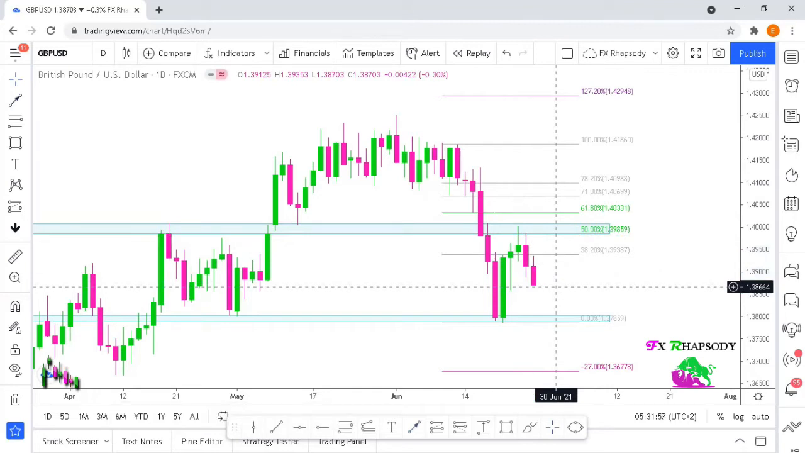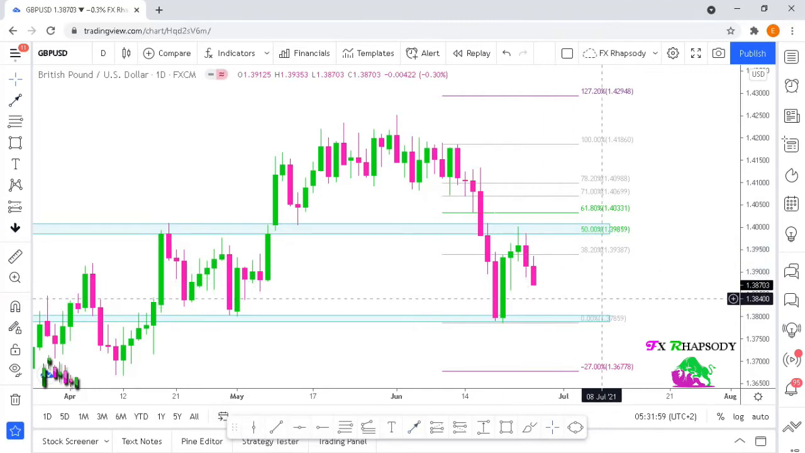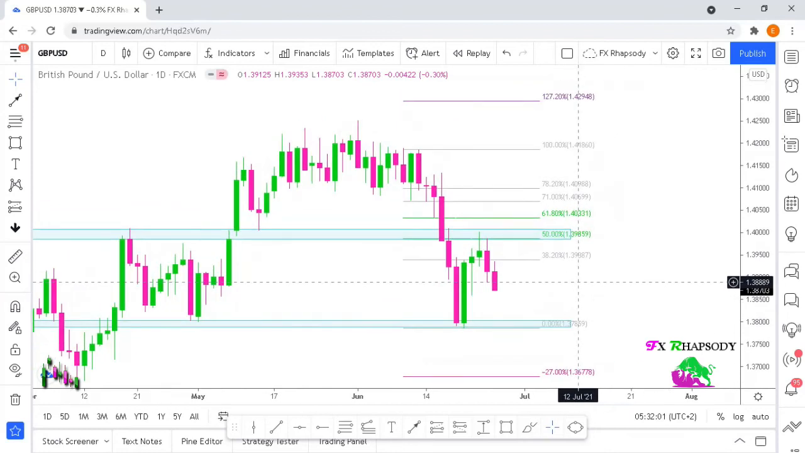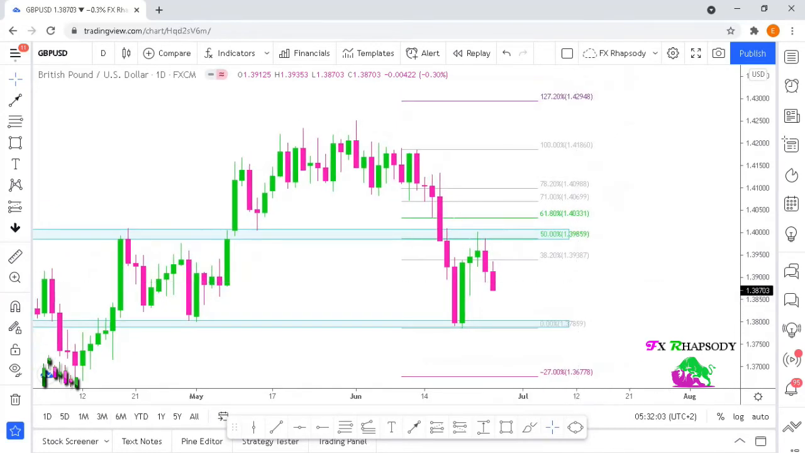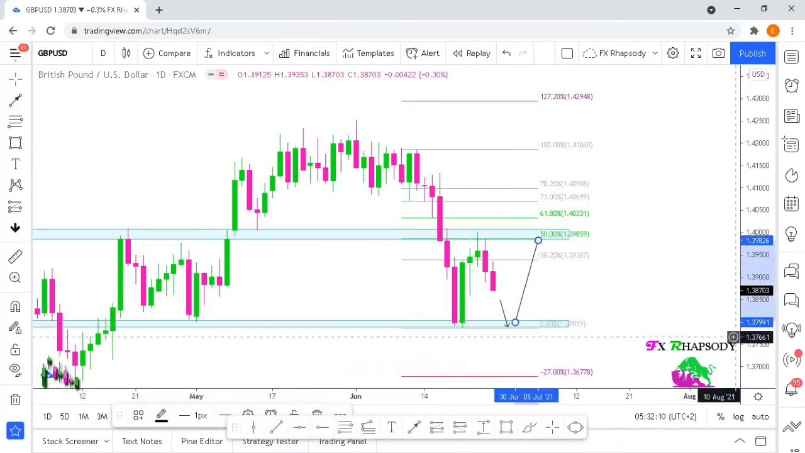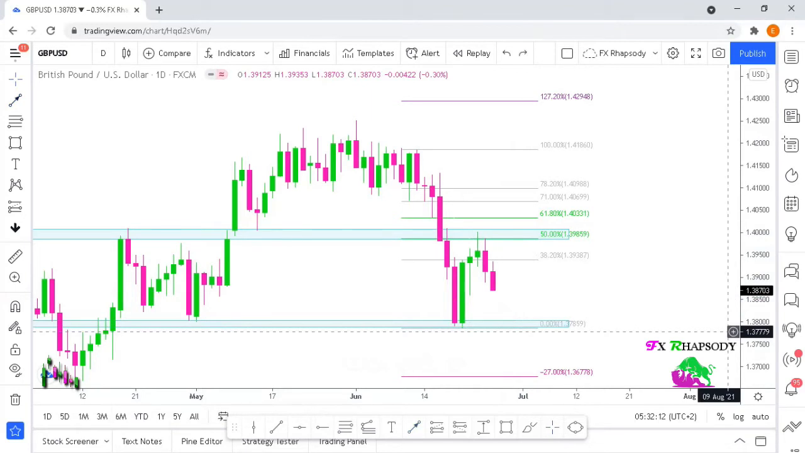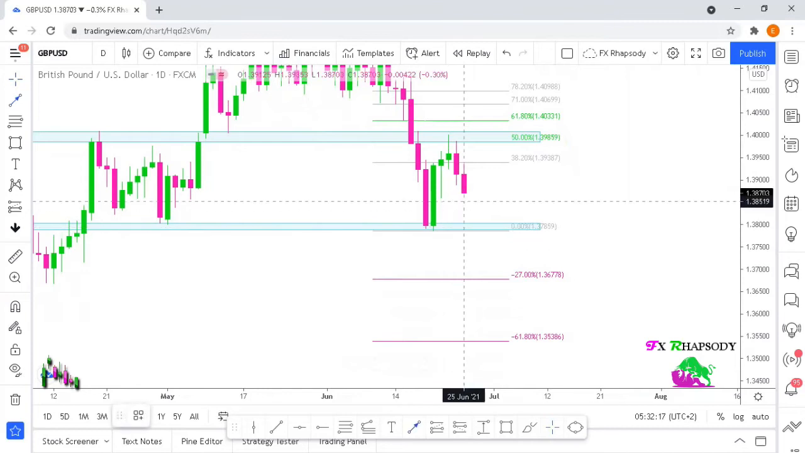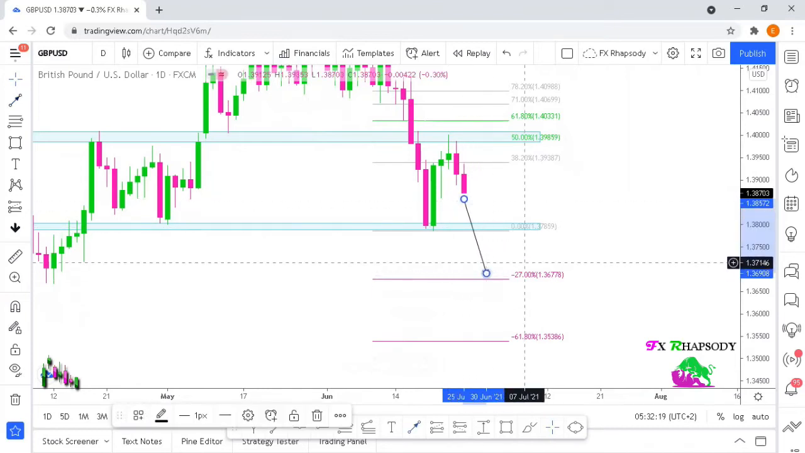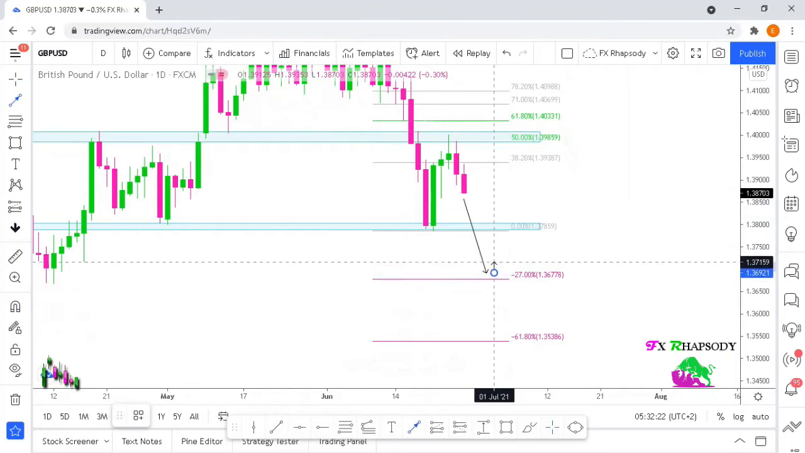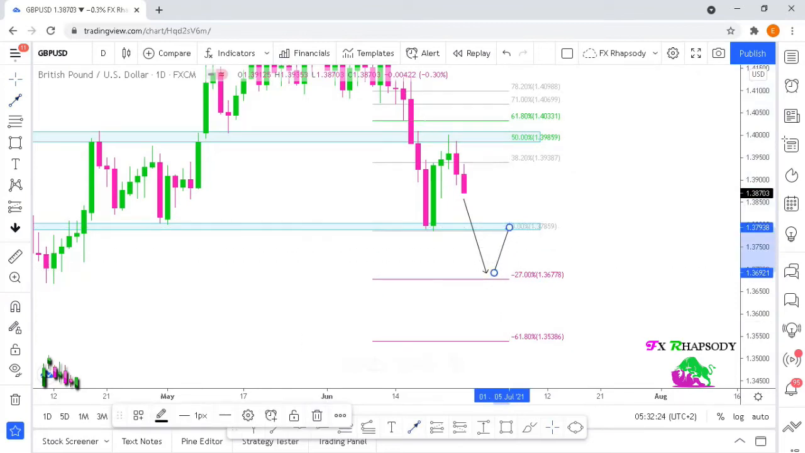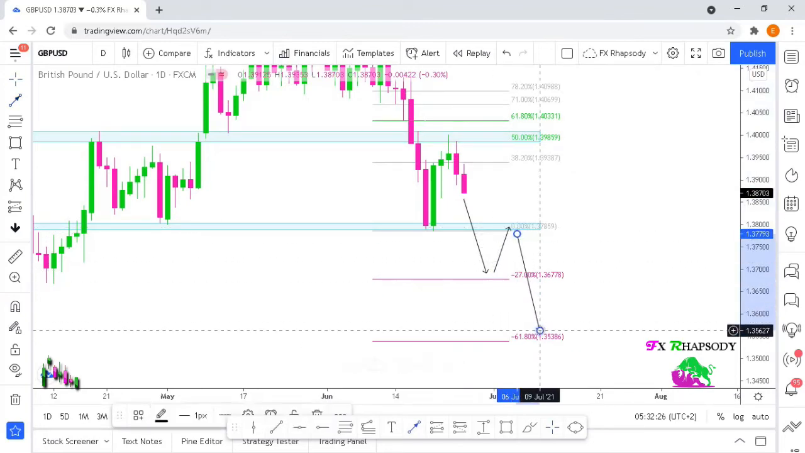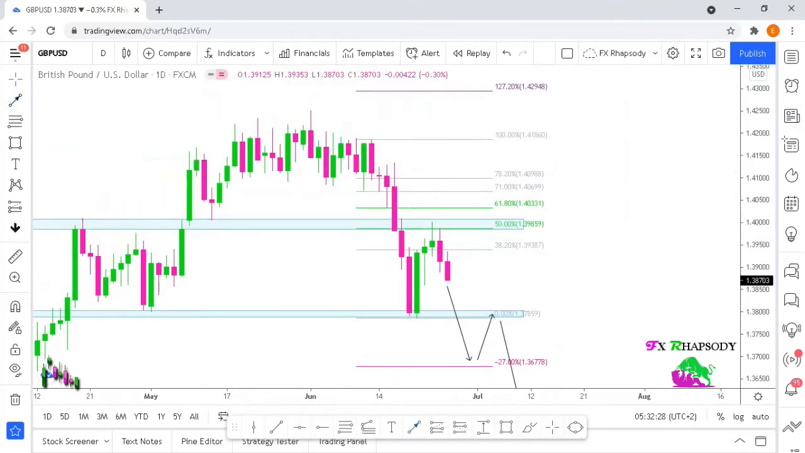So what we can expect now for next week is price can either come back and just tap this, and then push its way up again. That's going to be scenario one. Or price might just break through this area of support, come up and retest it, and then start heading down again. So we will definitely keep an eye on that.